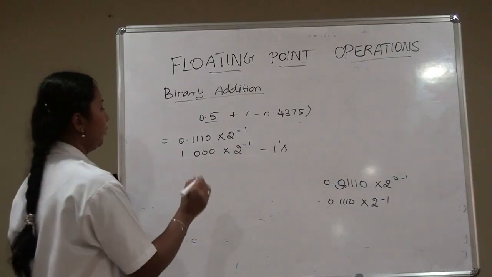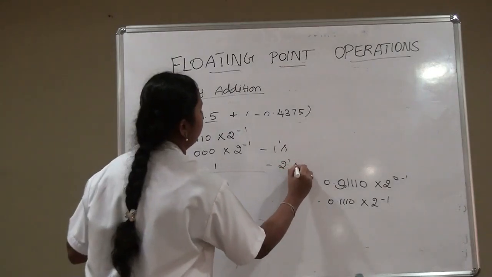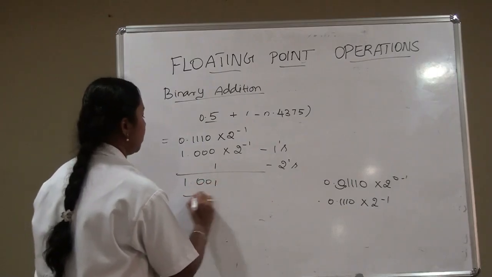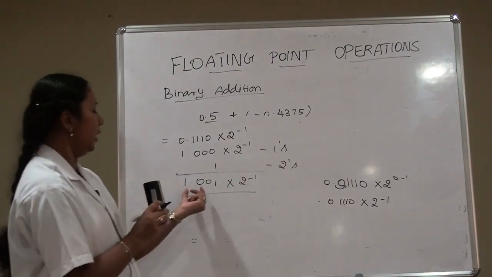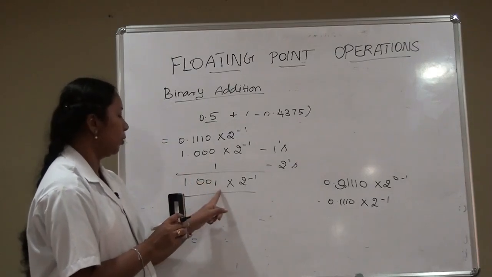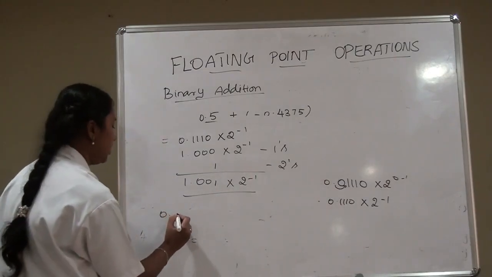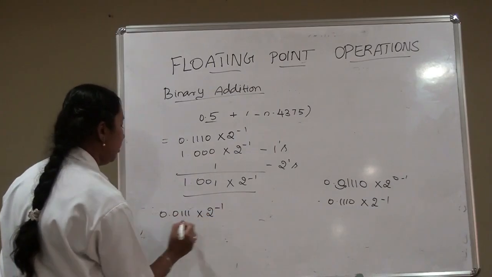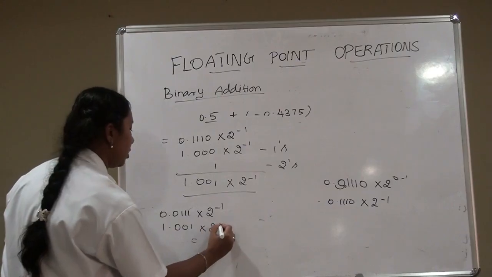So once again, I still have to convert it into 2's complement, so I am going to add a 1, which gives me 0 plus 1 is 1. So 0 as such. So 1.001 into 2 power minus 1. Now this is the converted answer. Now I am going to perform the addition of this 1.001 and this 0.0110. So here we are going to perform the addition of 0.0111 into 2 power minus 1 along with 1.001 into 2 power minus 1.